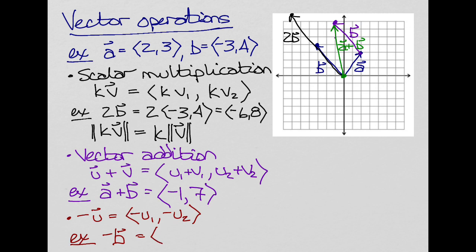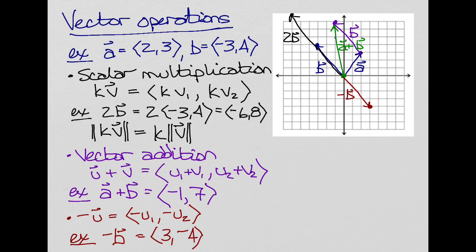So -1 times -3, -1 times 4. I can draw -b, +3, -4. Looks like that. And what we get is a vector with the same magnitude as b that's pointing in the opposite direction, 180 degrees in the opposite direction.